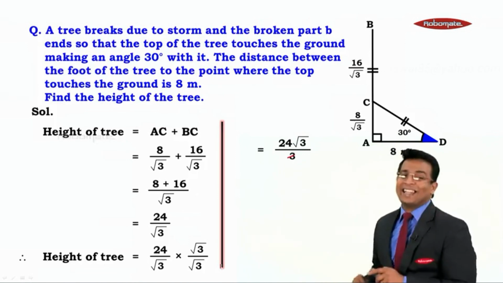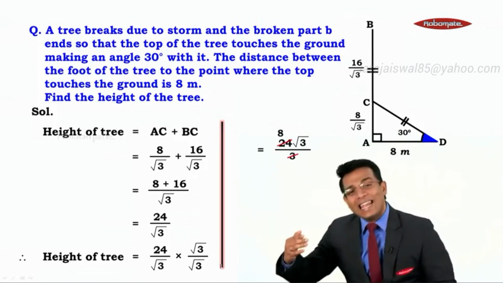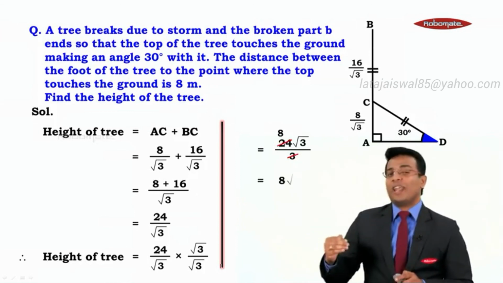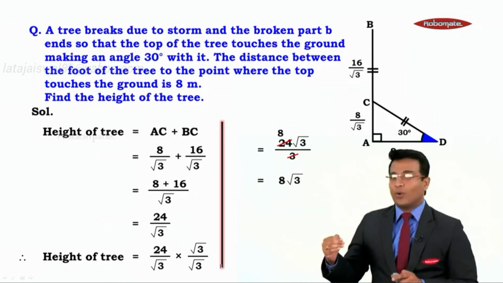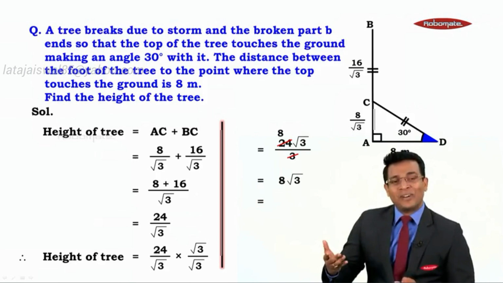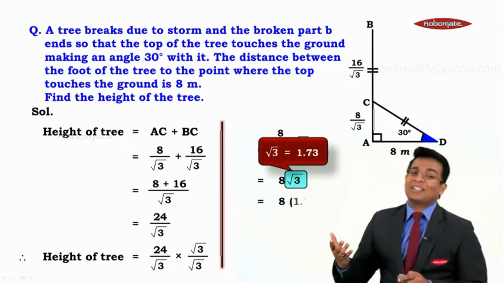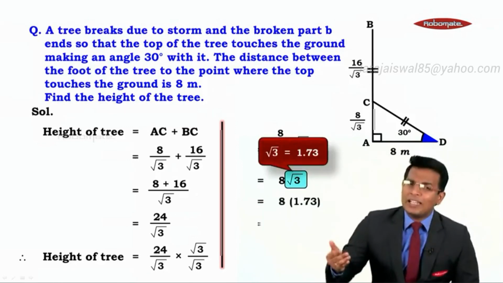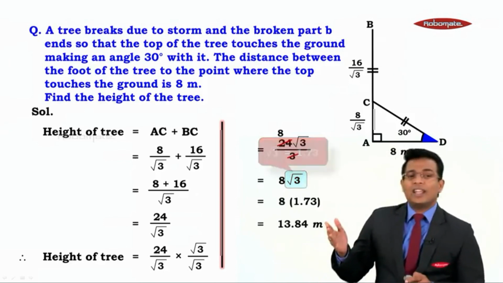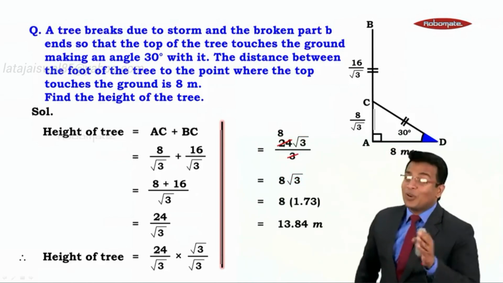So now do the cancellation there. 3 ones are 3, 3 eights are 24. So we get 8 root 3. Is it over? No. We have the value of root 3. What is that? It is 1.73. Substitute that value there. So now we multiply 1.73 into 8, which is 13.84. So we got the height of the tree.